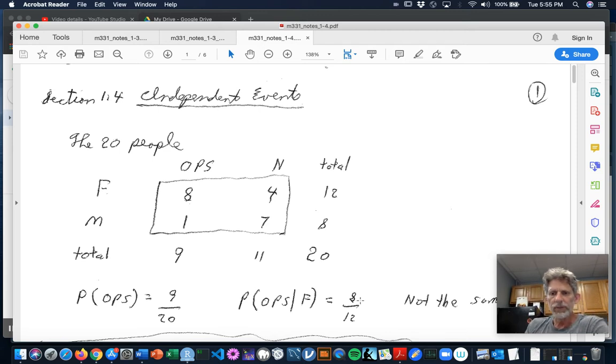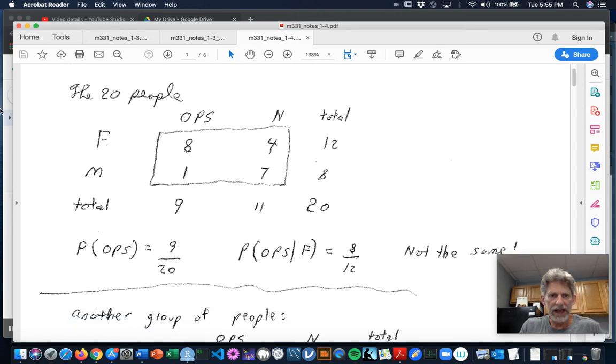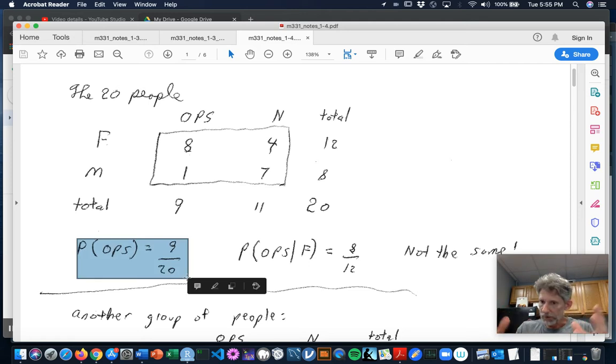Let's go back to an example that we have already looked at. The one where we had 20 people in a room, and some were females, some were males, and we asked each person whether or not they owned a pink sweater. And remember, this was our data, where I'm circling with my mouse. If we picked a person at random from this group of 20, the probability of picking somebody who owns a pink sweater was 9 out of 20, because 9 people owned a pink sweater out of the 20.